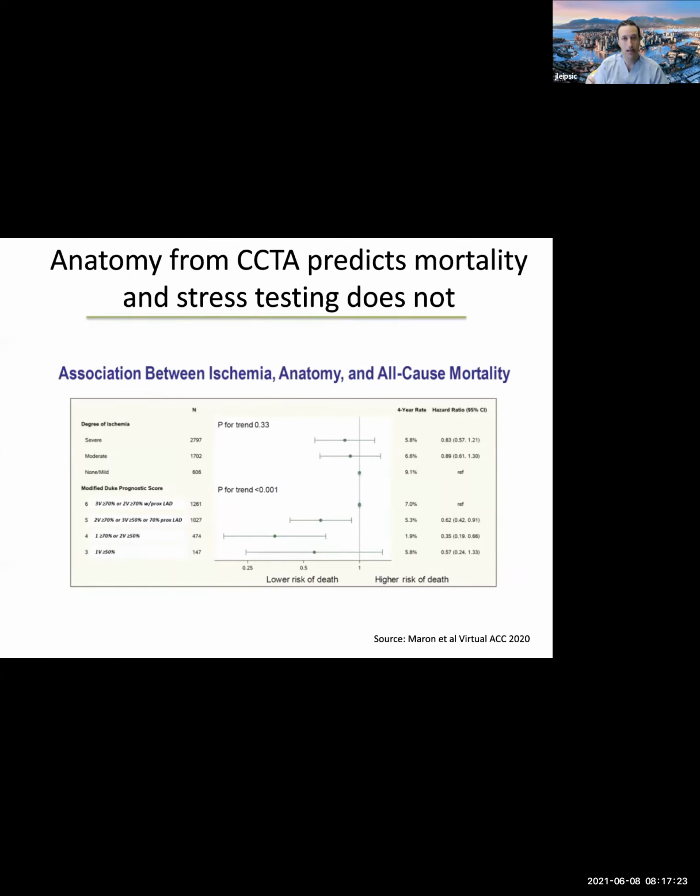But in this case, the anatomy is not from cath. The anatomy is from CT, and we see the exact same thing. The extent and severity of anatomical disease by CT exhibited a strong relationship for mortality. The extent and severity of stress testing did not. So I think that CT, again, in patients without known disease in particular, provides us a real opportunity to prognosticate by the unique opportunity to identify non-stenotic plaque, as well as adjudicate the extent and severity of anatomical disease.